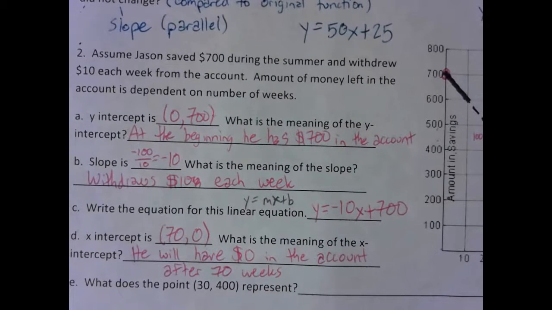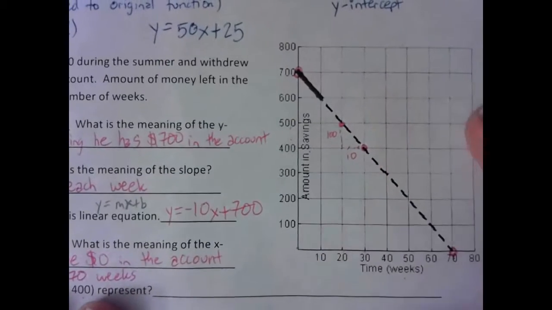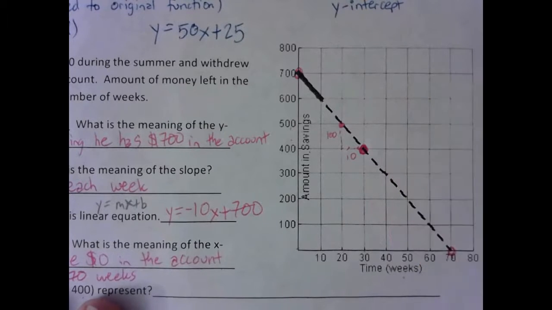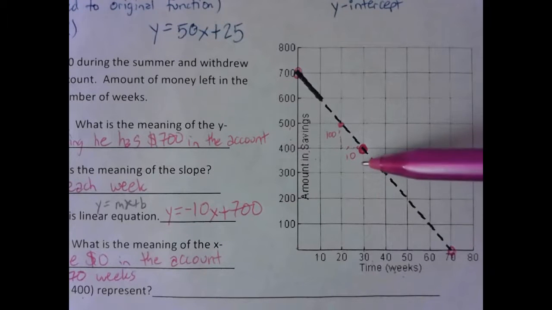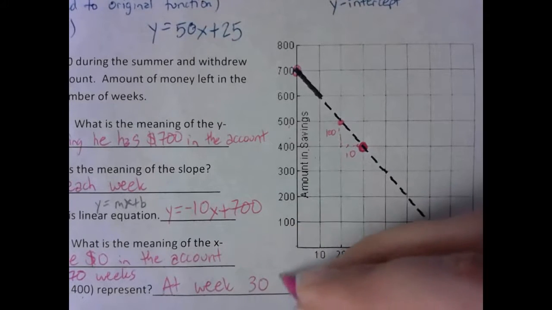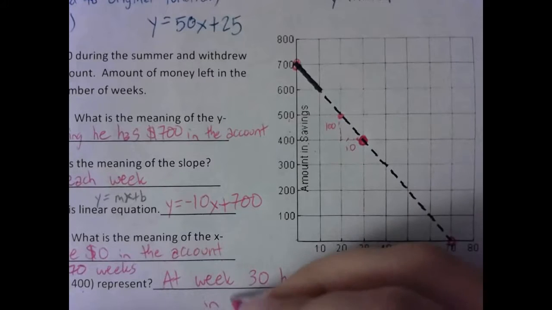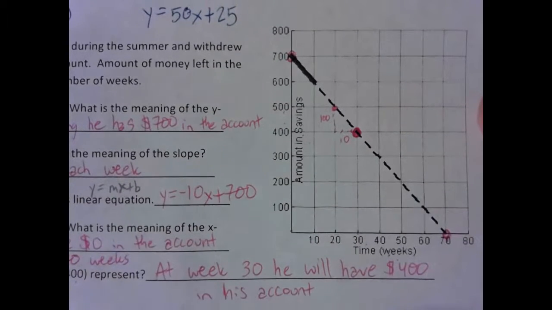Okay, again, pause, see if you can do letter E by yourself, and then press play when you think you've got it. Okay, final letter. We got the point 30, 400. Let's see where that is. So that'd be 30. Remember, do your x value first, 30, and then we go up to 400. That happens to be right there. Well, 30 is our time in weeks. 400 is the amount of savings. So that means after 30 weeks, or at week 30, he will have $400 in his account. There we go. Yay, we finished this.